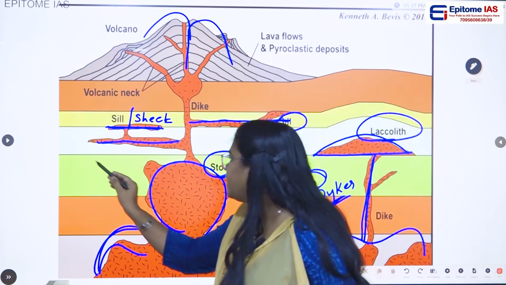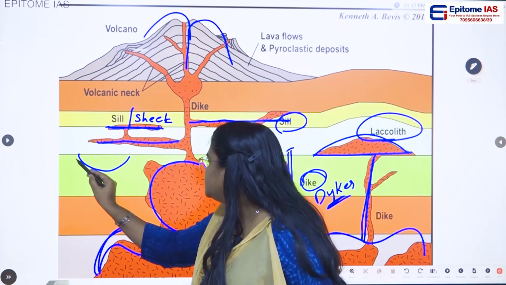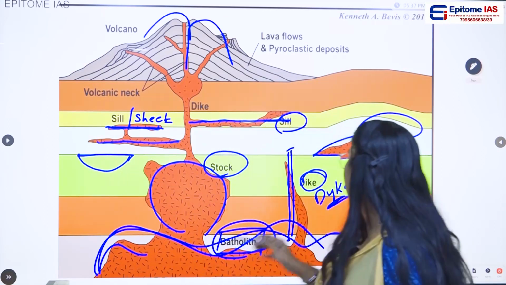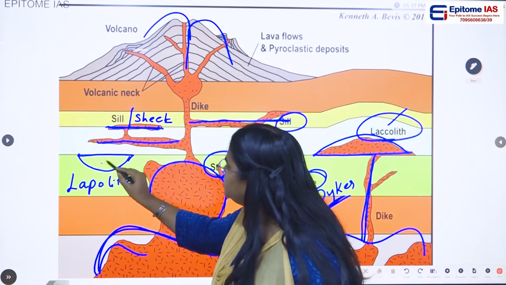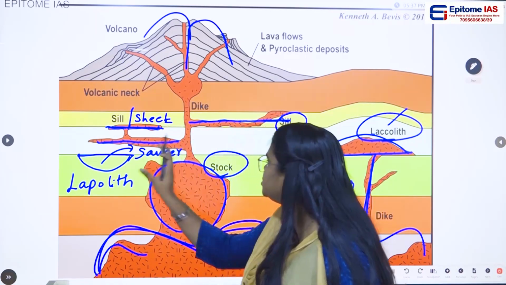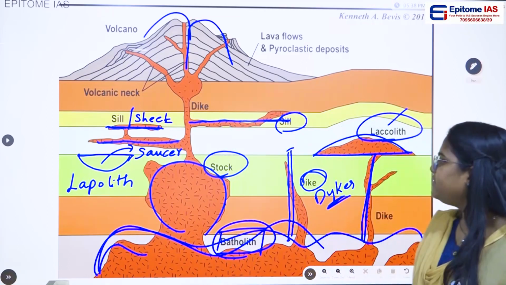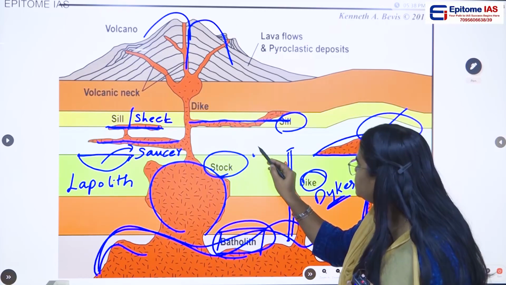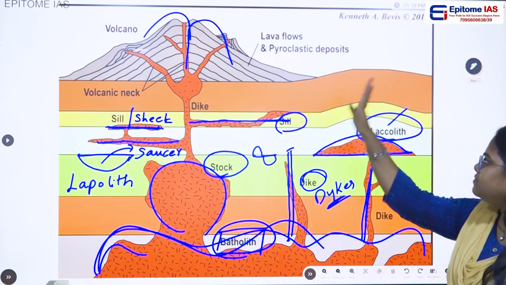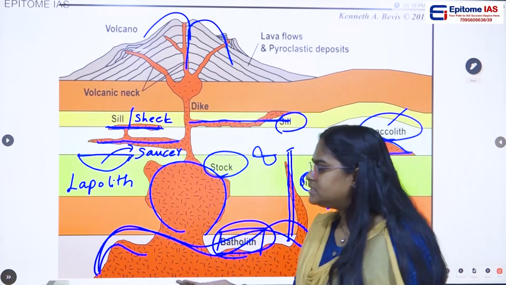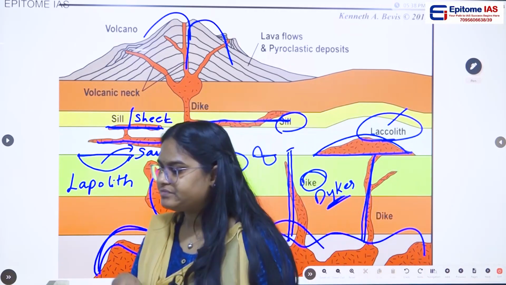Apart from that, we have another feature, that is lopolith. Apart from laccolith, this is lopolith. It is a saucer shaped feature. Then we have phacolith, that is of this shape, lens shaped. So these are some of the intrusive features of the volcano.